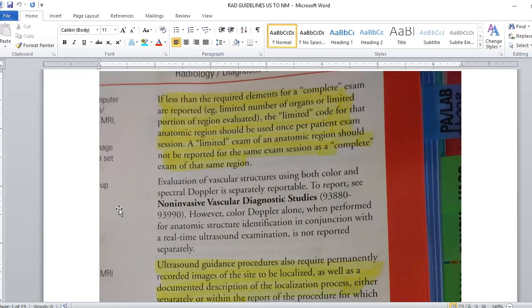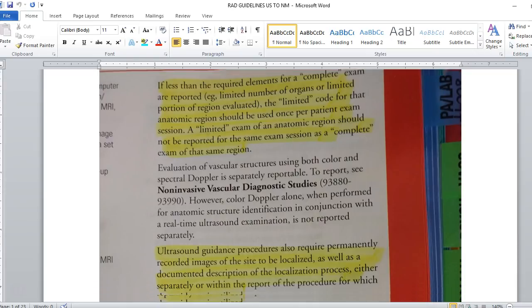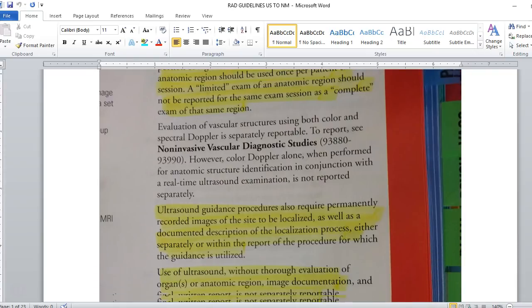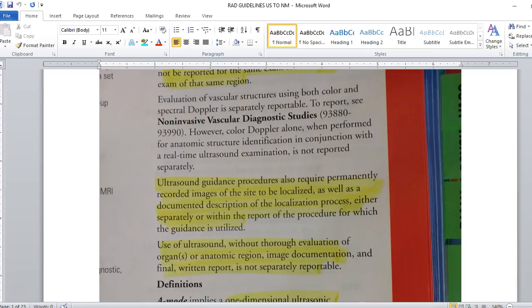It also tells us that ultrasound guidance procedures also require permanently recorded images of the site to be localized, as well as documentation description of the localization process, either separately or within the report of the procedure for which the guidance is utilized. Okay, so anytime we use ultrasound guidance, it also has to be recorded. So that's the big thing about this.